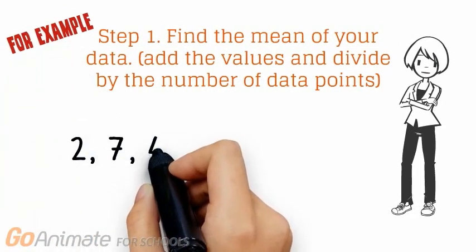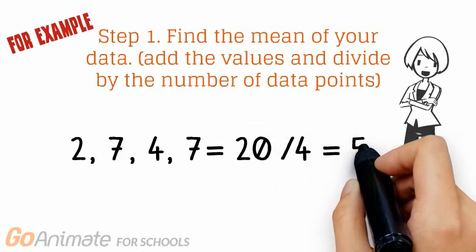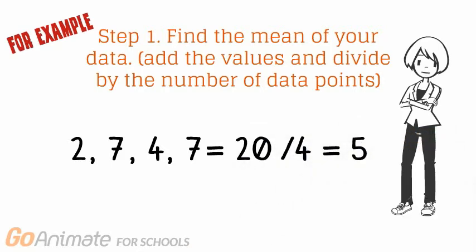Let's practice. We have data points of 2, 7, 4, and 7. If we add these together, we get 20, then we divide the total number by the number of data points. In this case, it's 4. 20 divided by 4 gives us a mean of 5.